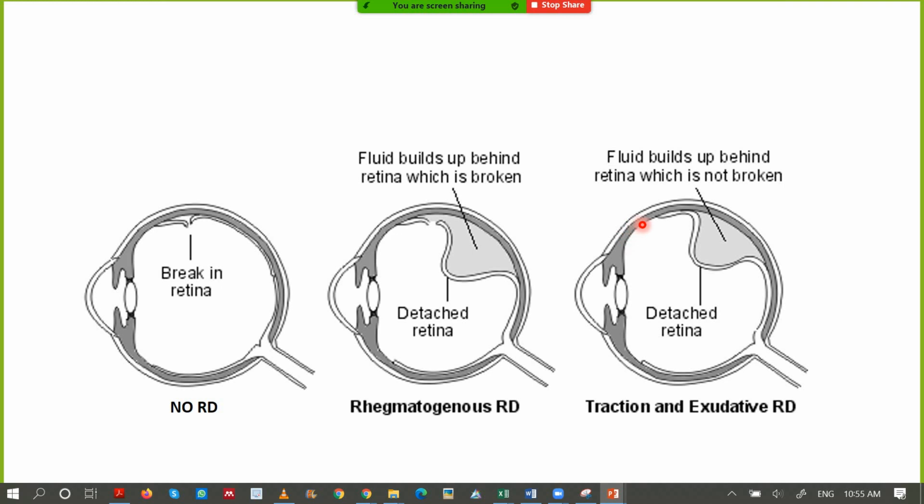When there is an elongation, this part alone will start growing. So the vitreous will pull on the retina, and then there will be a detachment here. This is pulling of blood vessels, pulling of the retina, and that is called tractional retinal detachment. This is the major difference between tractional and exudative, whereas in exudative there is a direct fluid accumulation. I think you are clear with this.